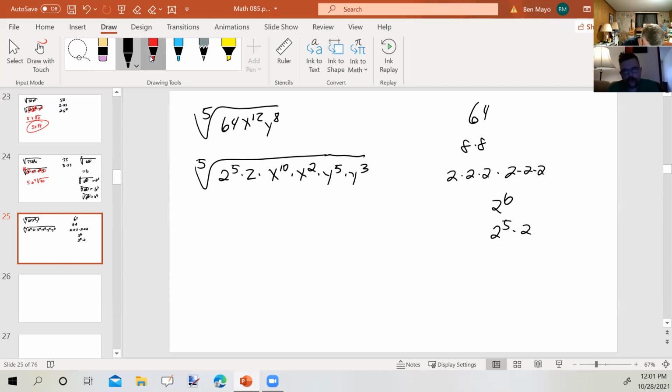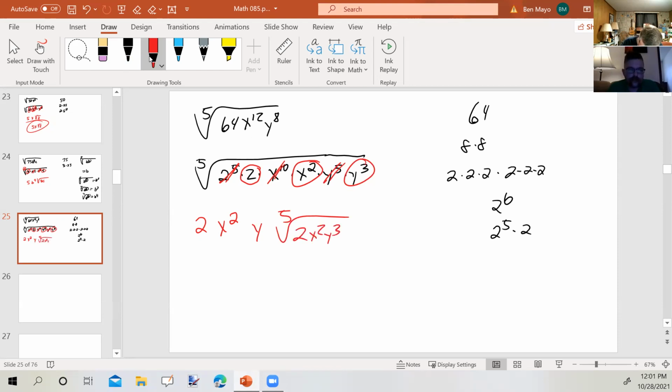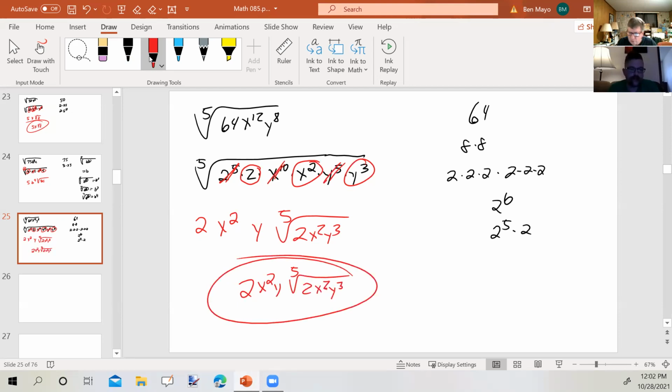This is going to give me a 2 outside. This is stuck inside. This is going to give me an x squared, 10 divided by 5, outside. This is stuck inside. This is going to give me a y to the 1 power outside. This is stuck inside. So inside I've got the 5th root of 2x squared y cubed. So my final answer is 2x squared y times the 5th root of 2x squared y cubed.